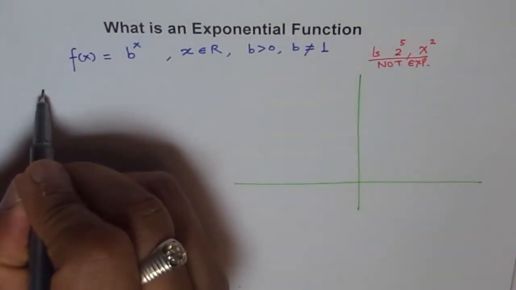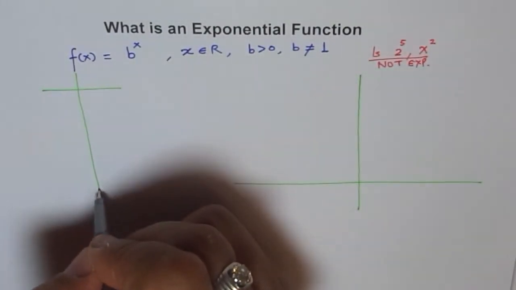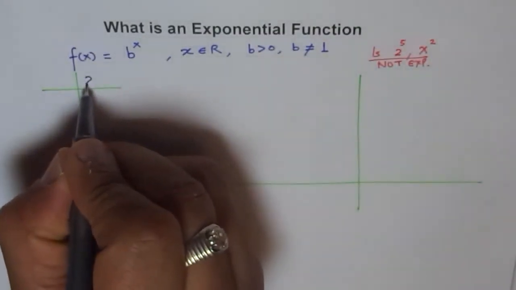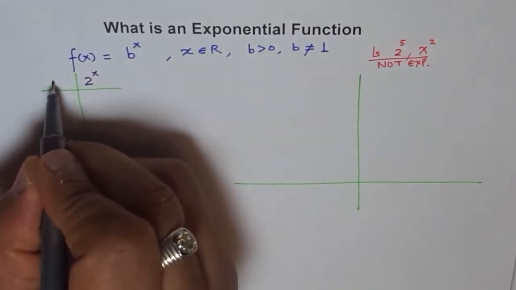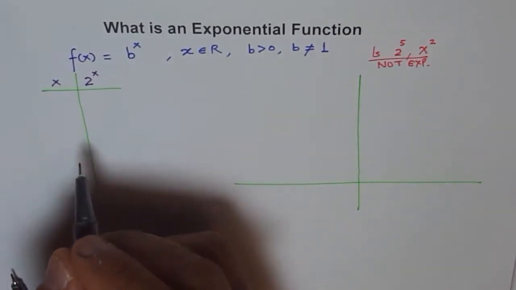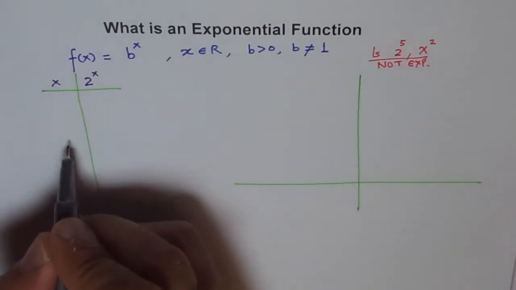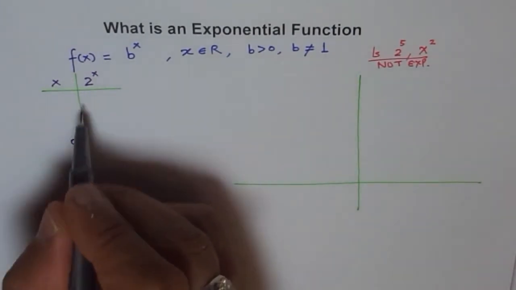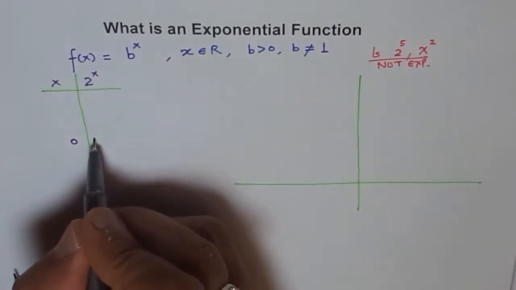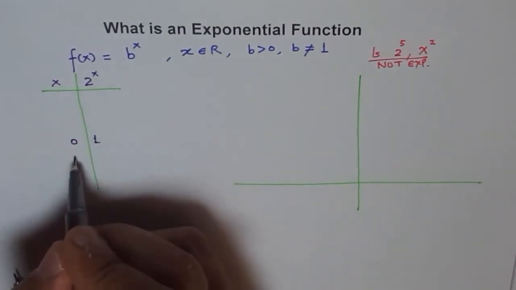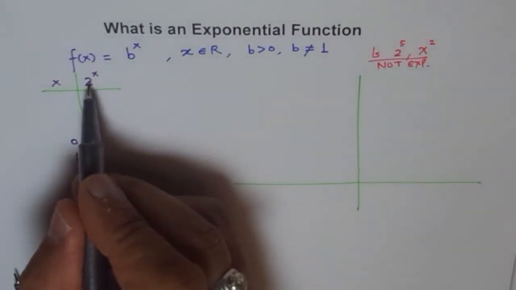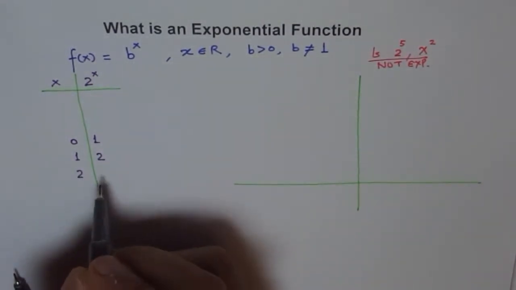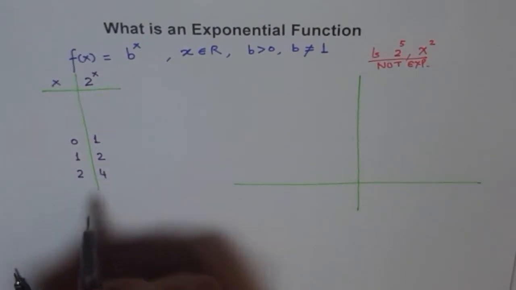Let's start with a simple function like 2 to the power of x, and let this be the x values. If x is 0, then 2 to the power of 0 is how much? 2 to the power of 0, or any number to the power of 0, is 1. If x is 1, then 2 to the power of 1 is 2. How about x is 2? Then 2 to the power of 2 is 4. So we get these values.